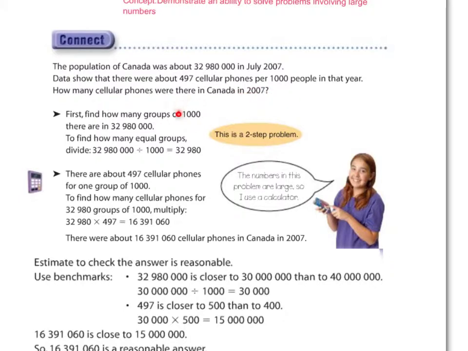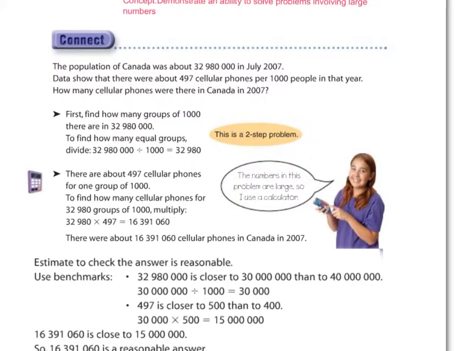Well, first we need to find out how many groups of 1,000 there are in 32,980,000. To find that out, we're going to divide, and these are large numbers. You may use a calculator. Whenever you see that little calculator symbol, it means you're definitely able to use a calculator to figure that one out. So let's take a look. 32,980,000 divided by 1,000 is going to leave us with 32,980. We're not done yet though, because this is a two-step problem.